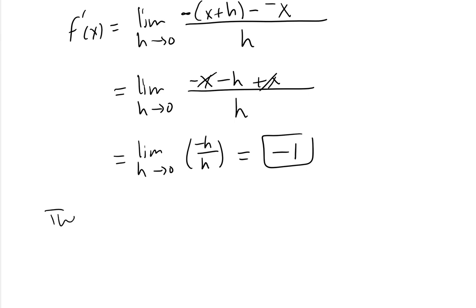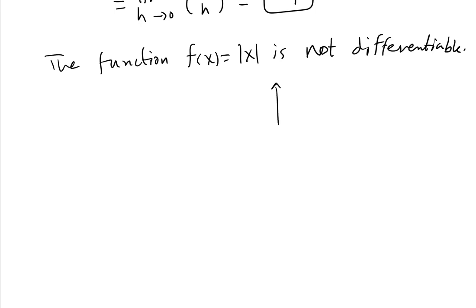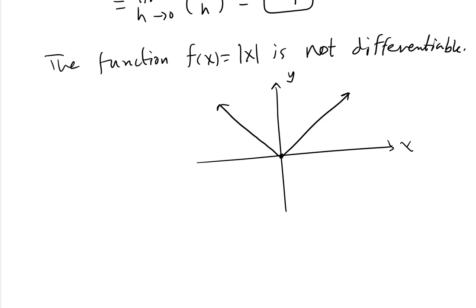So we say the function f of x equals absolute value of x is not differentiable. Graphically it means if we graph it, it goes this way, this way. This part of it is the plus x, this part is the negative x. So the function is not differentiable at x equals 0.